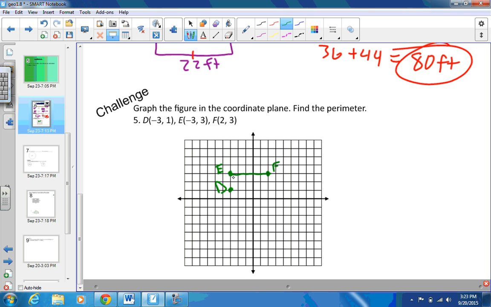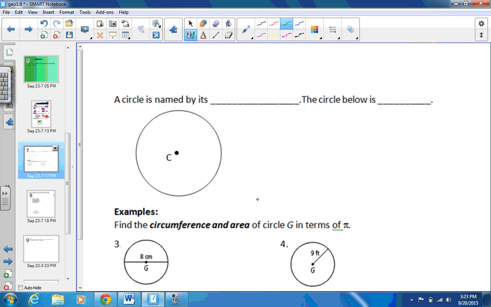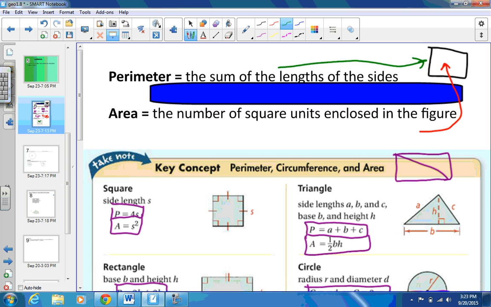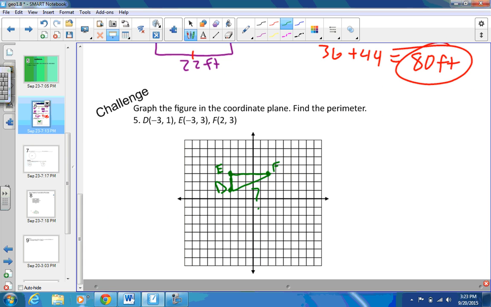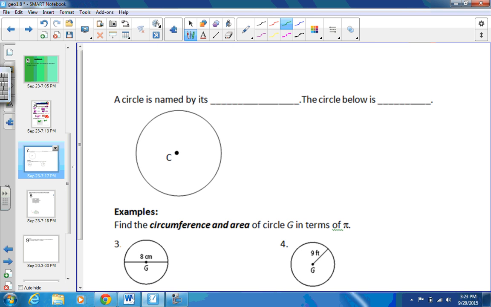Now, 2 of these side lengths are going to be easy for you to find, but the slanted one, and that's why I like this one, you're going to have to use a certain formula we learned yesterday to figure out the distance of this side here, the side DF. All right, find that perimeter. But I'm going to move on, and we're going to do some perimeter of a circle.